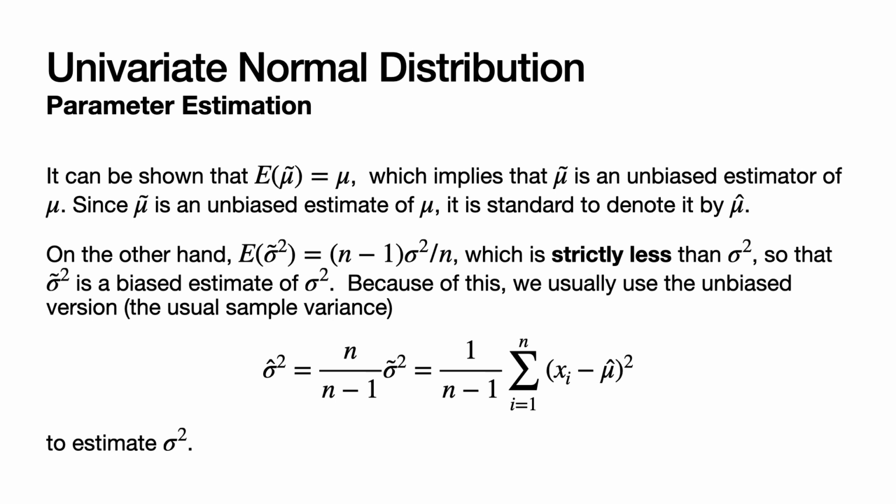The unbiased version is the usual sample variance, which we'll denote here by sigma hat squared, which will be n over n minus 1 times sigma tilde squared, and that is equal to 1 over n minus 1 times the sum, i going from 1 to n, of x sub i minus mu hat, squared. And you'll recognize that last expression as being the usual sample variance that we use, and it's the version of the sample variance that you used in your first methods courses. And so sigma hat squared is usually the estimator that we'll use to estimate sigma squared because it is unbiased as an estimator of sigma squared.